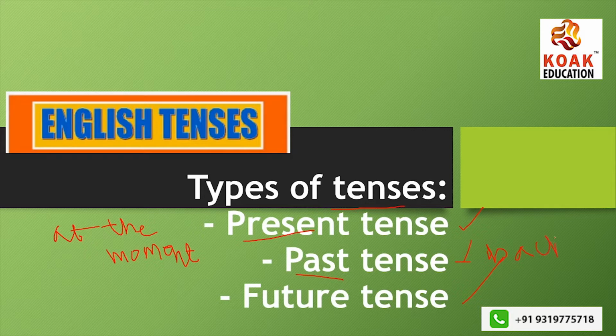When I say past tense, I'm talking about something back in time, like let's say yesterday, last week, 10 days back, or whatever. Back in time. So that is past tense. And future tense is ahead in time. What would happen ahead in time? Alright, so these are the three tenses.